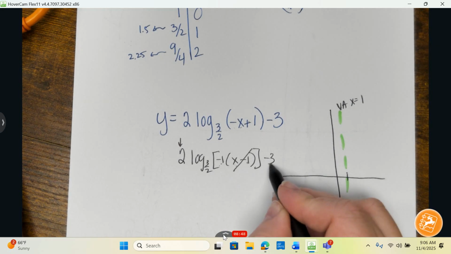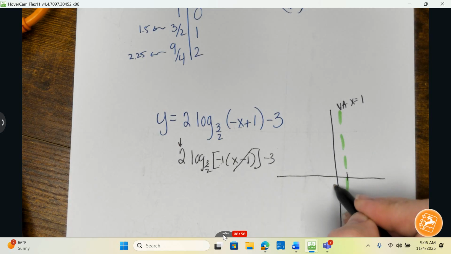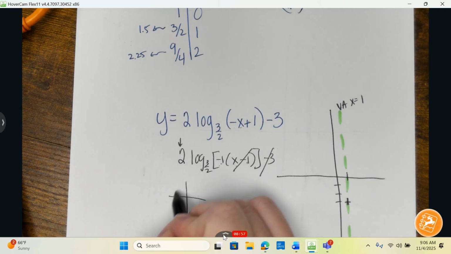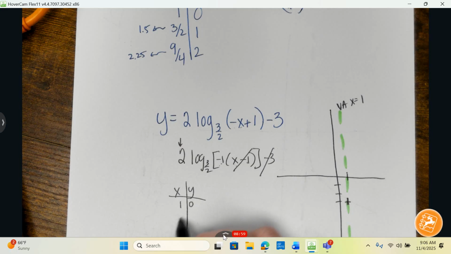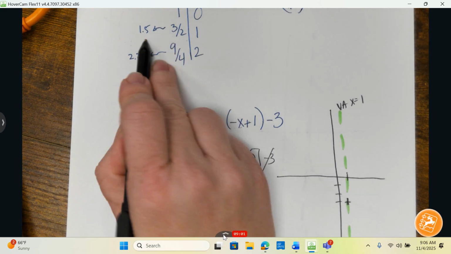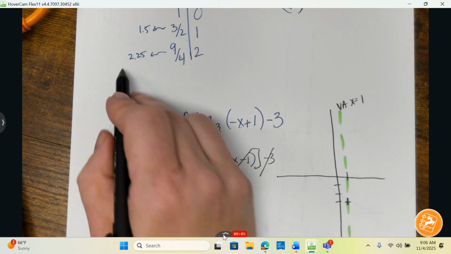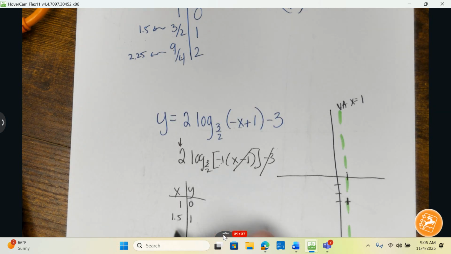Done. Now I'm going to find the origin 3 below. 1, 2, 3. This is my origin. I'm going to write down that ordered pair that you see up above. And this comes from the parent function. I could put 3/2, but I know it's 1.5. It kind of helps me out. I could put 9/4, but I think I'll put down 2.25 because it just kind of helps me out.